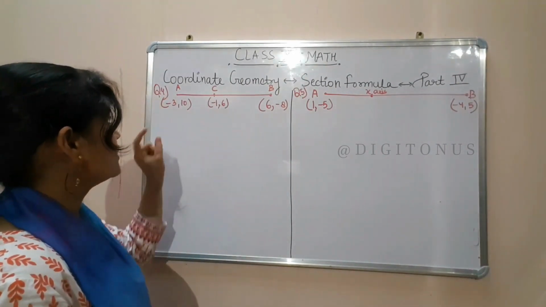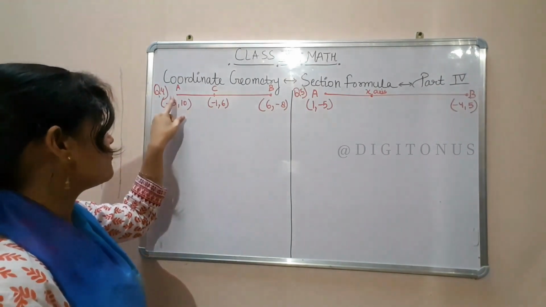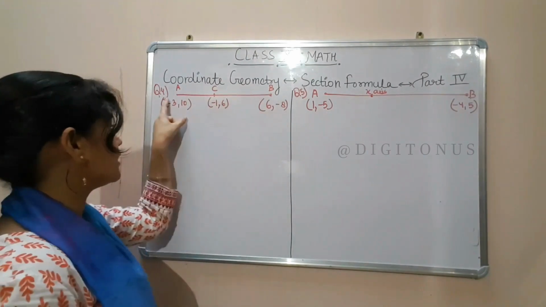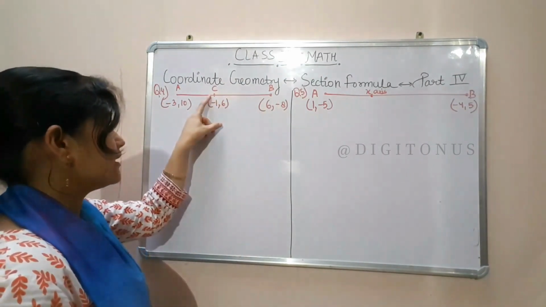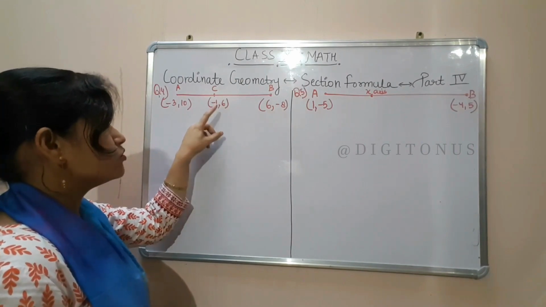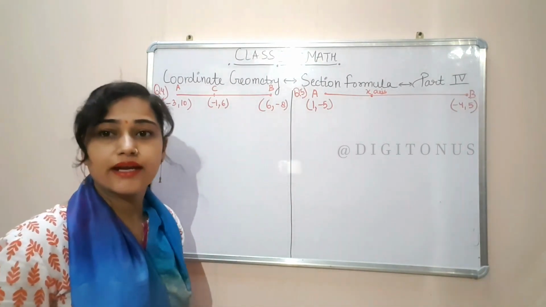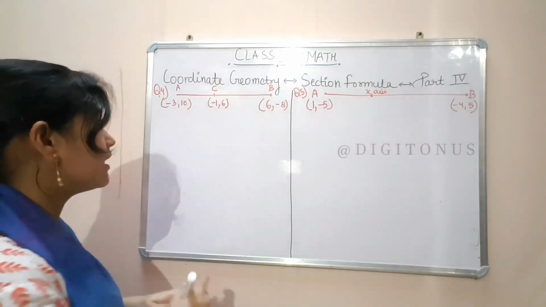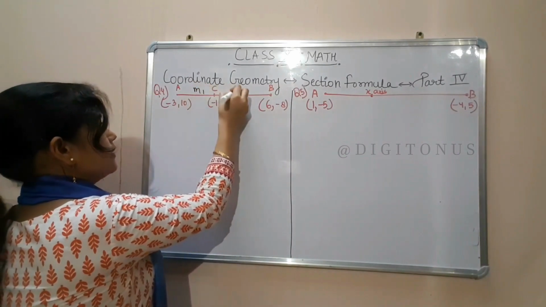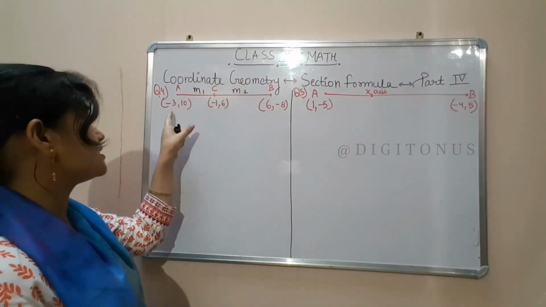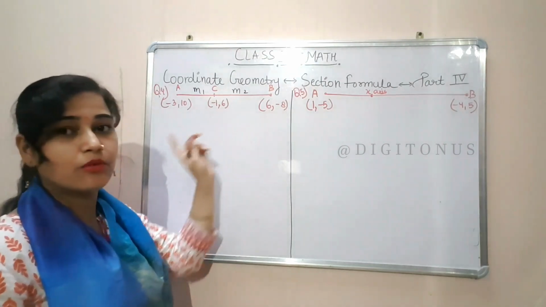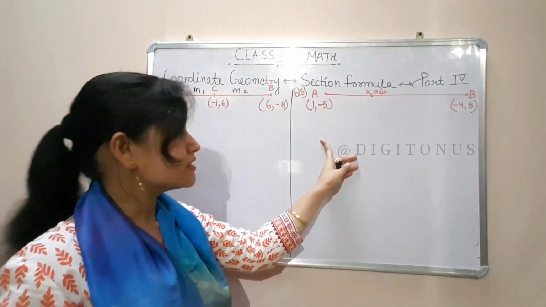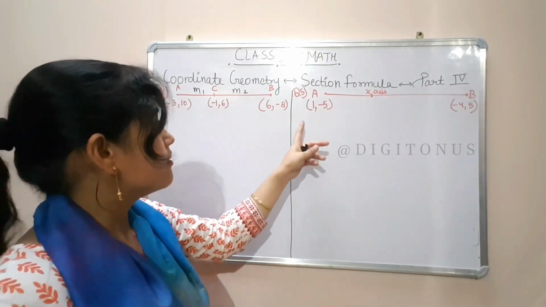In question number 4, it is there that find the ratio in which line segment joining the point A and B is divided by the point C and whose coordinate points are -1 and 6. You have to find out M1 ratio M2. Find the ratio means M1 M2 in which C point is dividing this line segment joining the point A and B. Okay. Another question, question number 5 is same question, find the ratio.